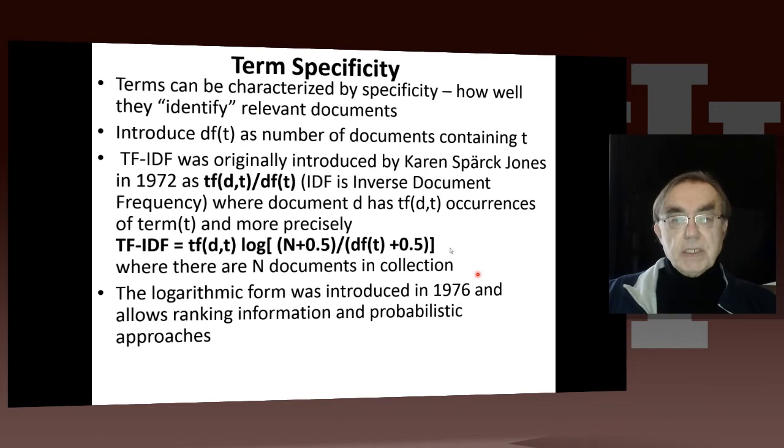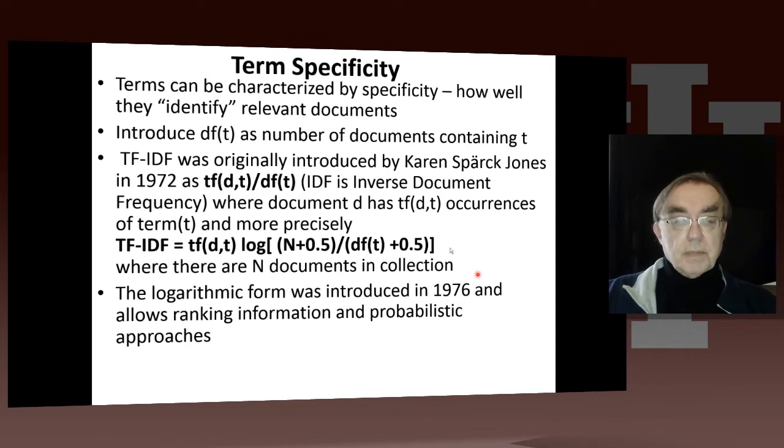You measure that by introducing df of t, which is the number of documents containing each term. The simplest way of looking at specificity is TF, the number of times the term appears in the document D, divided by df of t, which is IDF, the inverse of df. So it's the number of times your t occurs in the document D divided by the number of documents containing t.